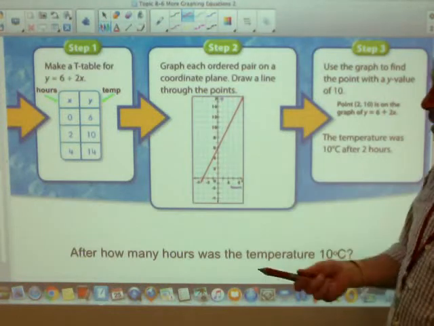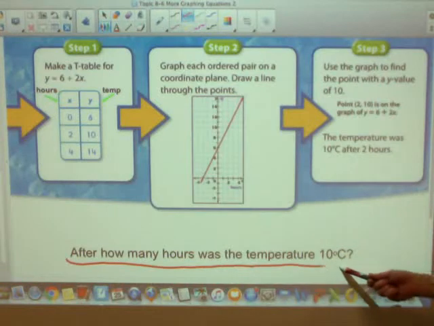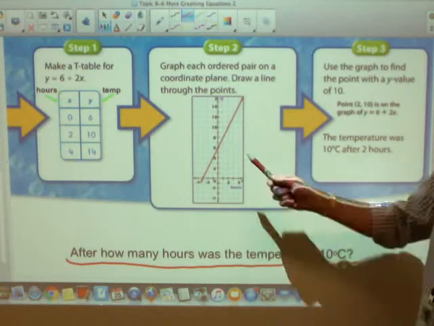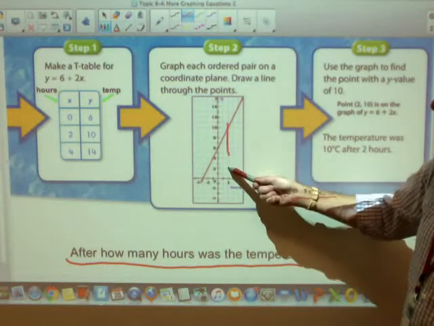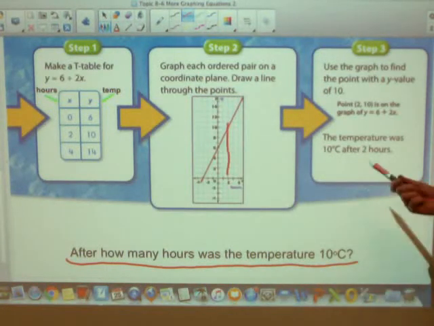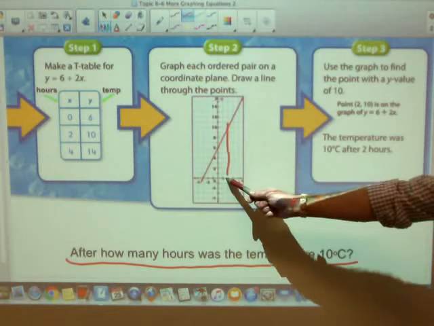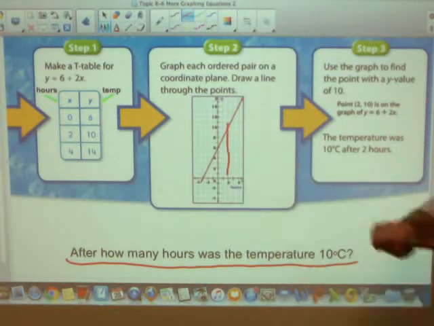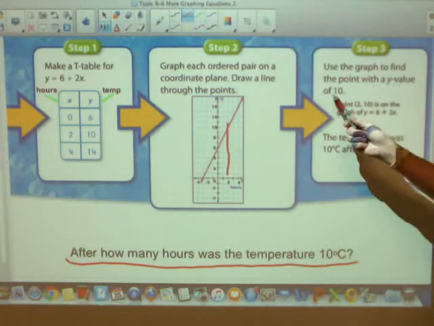If we go back to our original question, after how many hours was the temperature 10 degrees Celsius? Well, here's 10 degrees Celsius. We can then take that graph down and see when it occurred. How many hours was the temperature 10 degrees Celsius? At 2 hours, it was 10 degrees Celsius. All right? So use the graph to find the point with a y value of 10.